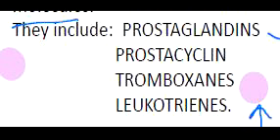Anyway, so this was a very short introduction into the eicosanoids as signaling molecules. Just remember that they bind to the cell surface molecules and include prostaglandins, prostacyclin, thromboxanes, and leukotrienes.